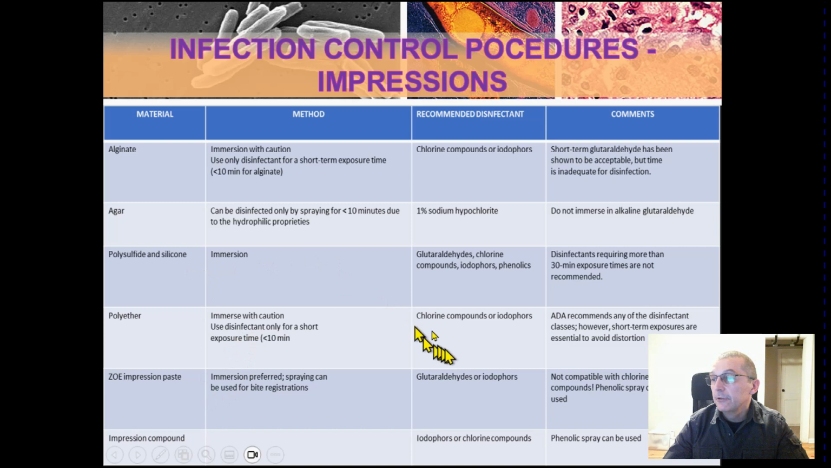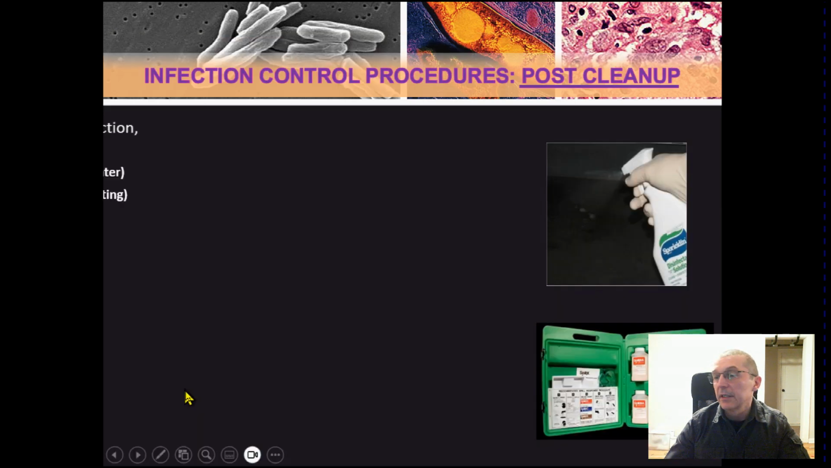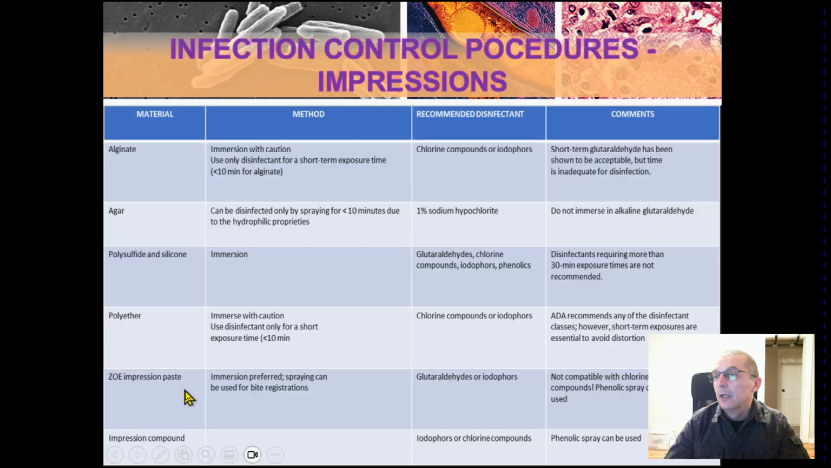Zinc oxide eugenol, spraying can be used for bite registrations. ZOE is most of the time not used for impressions, just bite registrations, because of its rigid properties. Impression compound, same thing. It's very rigid. It does not absorb anything, so it can be just sprayed or immersed in disinfectants.